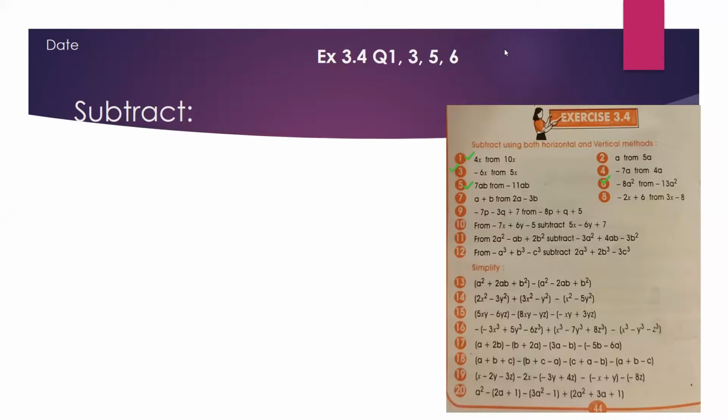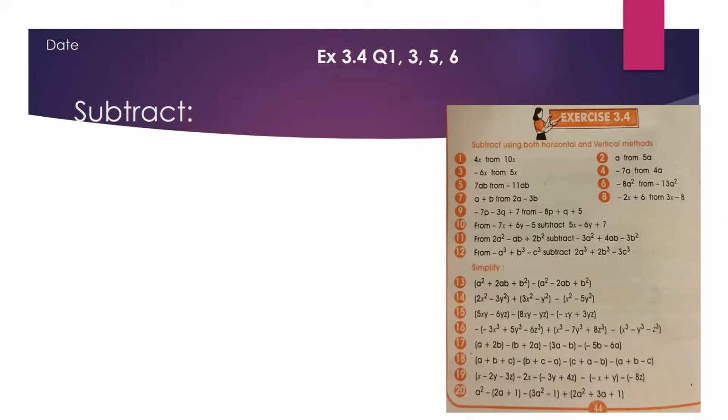It's up to you, Anshara. Do vertical first or horizontal, it's up to you. But both have the same answers. Look, the question says subtract using both vertical and horizontal method. It's up to you, you can follow any method first. Alina Salman, you are saying done. Very good. Bete, both of you, Alina Salman and Meeram, show me your copy right now.